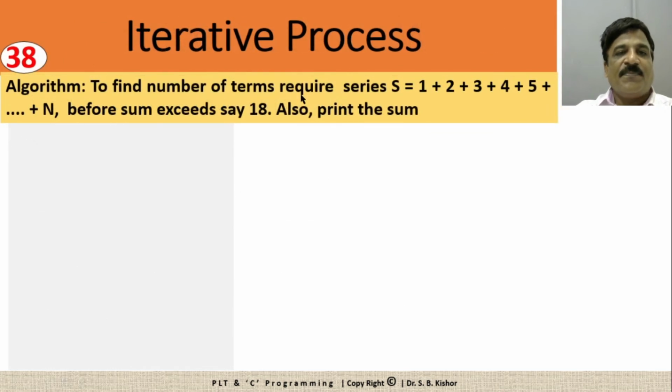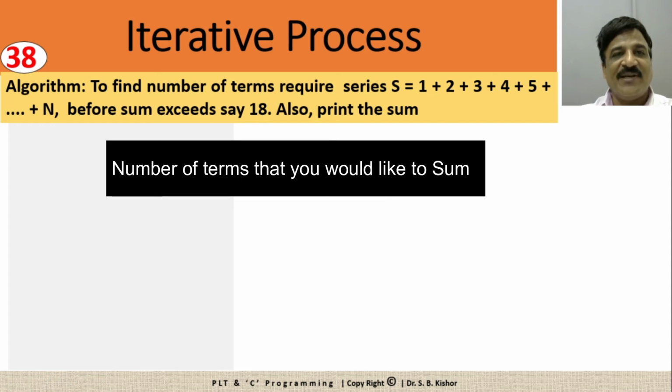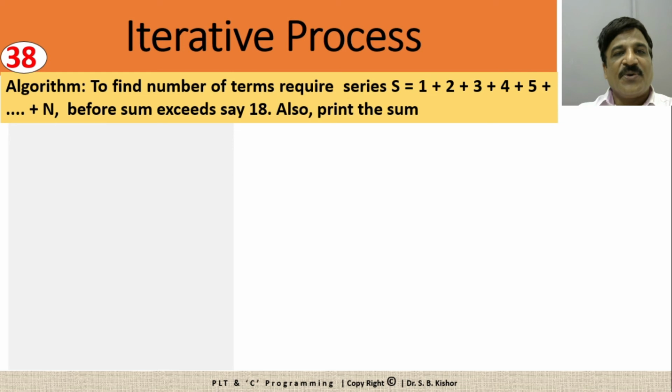Now to find the number of terms required in a series before the sum exceeds 18. Here we are not accepting a number, the number of terms that you would like to print. Here the question is what? You are going to perform the additions of each number as long as the sum does not exceed 18. Now it may be 18, it may be 20, or 25, or 937, any number, we don't know exactly. So as long as this condition is true, we are going to perform the addition. The moment this condition becomes false, the loop will terminate.